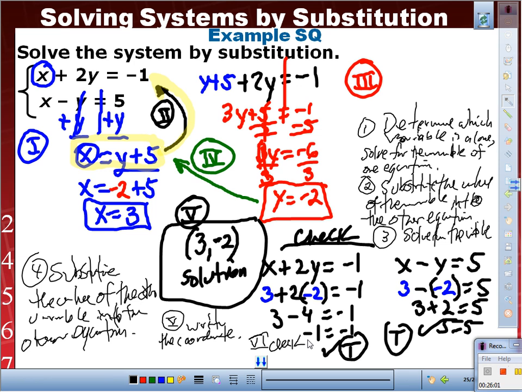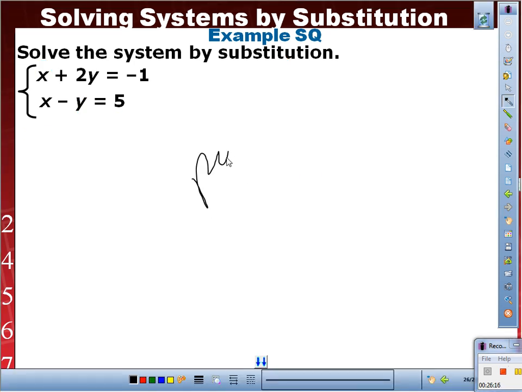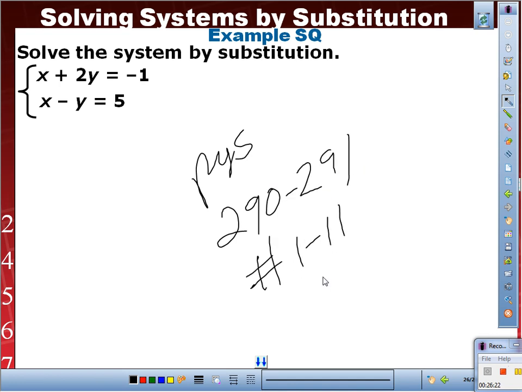All right. Now check this out. For your home play, it would be on pages 290 to 291, numbers 1 through 11 only. Now, we're not done. Let me just show you one last thing before we go there. Everybody got the home play, yes? Once again, the home play is from pages 290 to 291, 1 through 11.